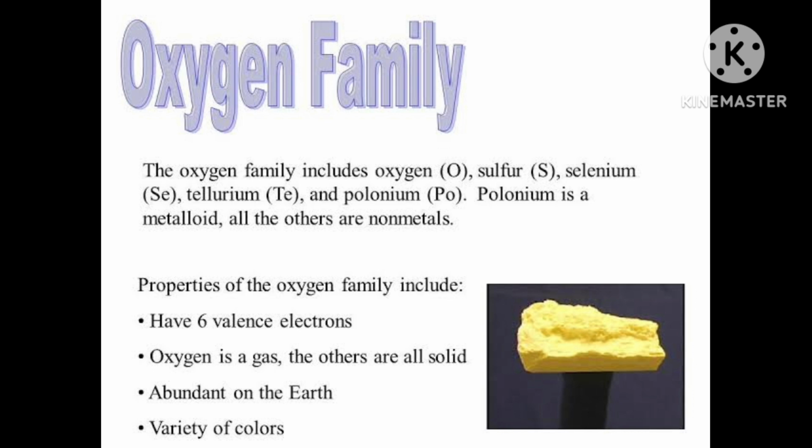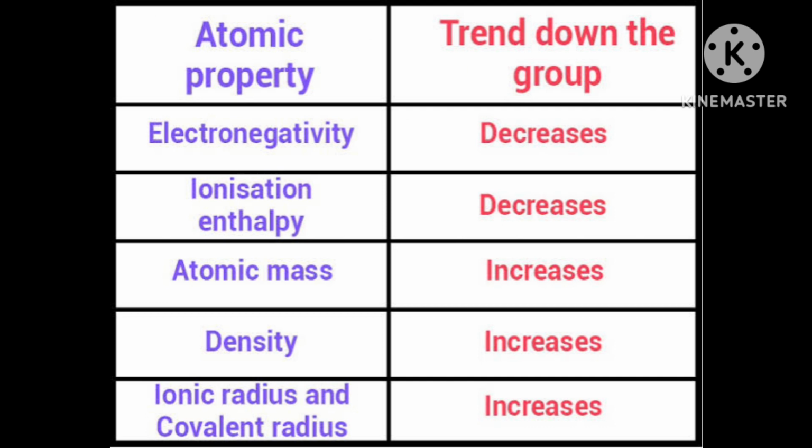Combined sulfur exists primarily as sulfates. Sulfur in a combined state is found in the form of sulfate, such as gypsum. The question is asked: gypsum, with the formula you should remember, CaSO4·2H2O. That is gypsum.